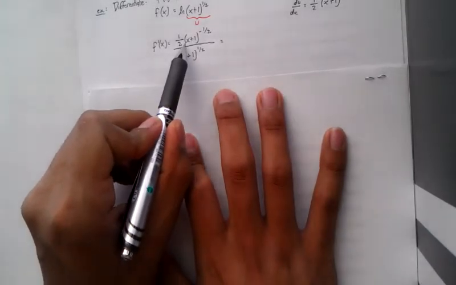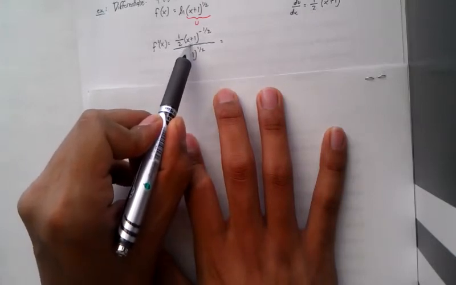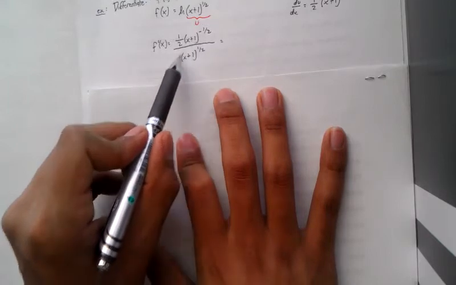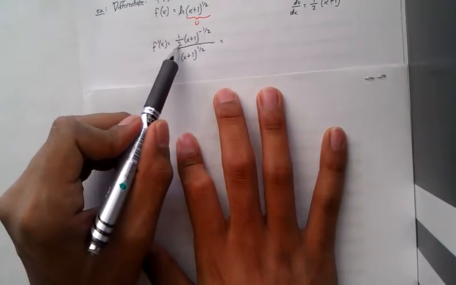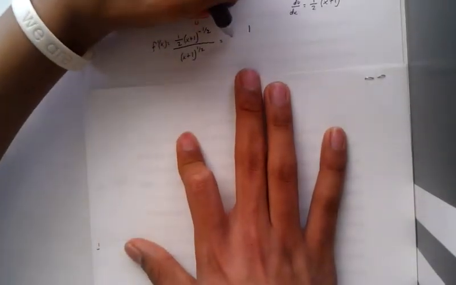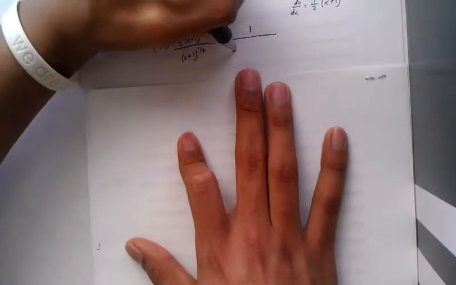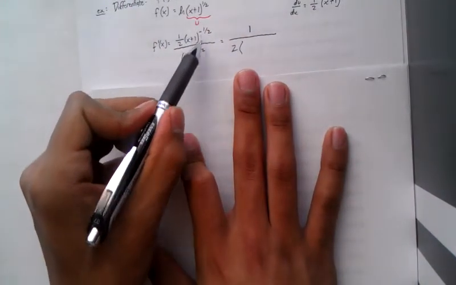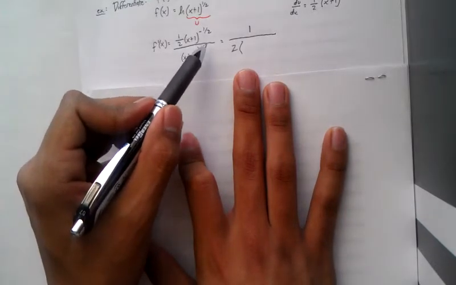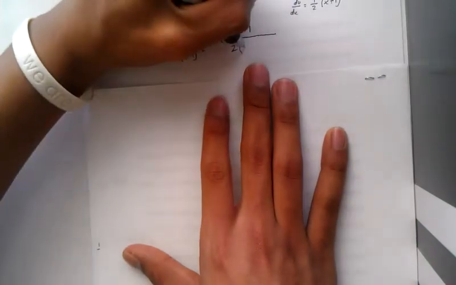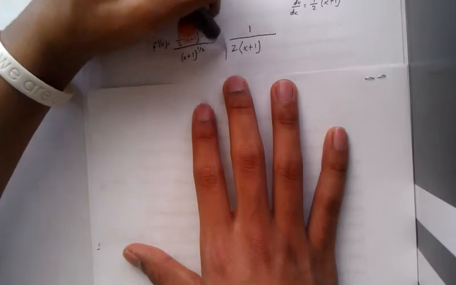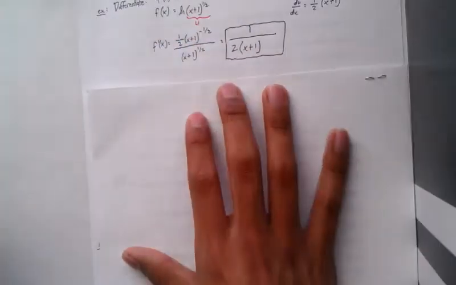Since this is raised to a negative exponent, you can bring it down into the denominator, and since the 2 is on the bottom of this fraction, you can also bring that down to the denominator. So that's going to equal 1 over 2 times x plus 1 to the 1/2 times x plus 1 to the 1/2. So you add the exponents and you get 1 over 2 times x plus 1.